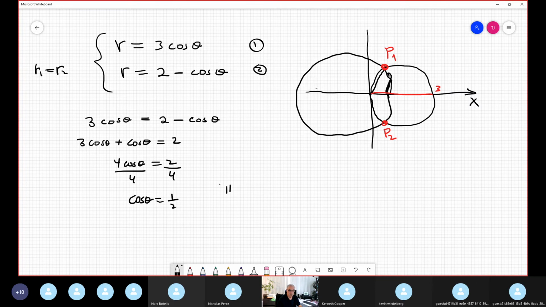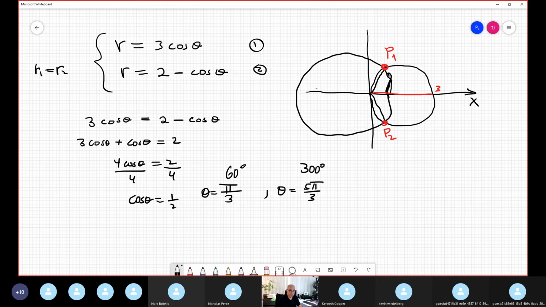Entonces, theta is pi over 3 in the first quadrant, and cosine is also positive in the fourth quadrant, which gives 5 pi over 3, so 300. This is 60 degrees, and this is 300 degrees. It makes sense, right? Look, first quadrant and fourth quadrant. It's supposed to be the radius positive.